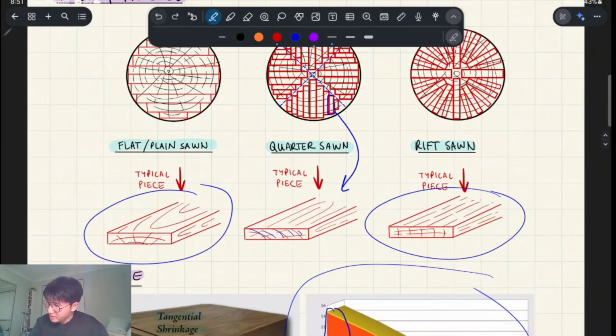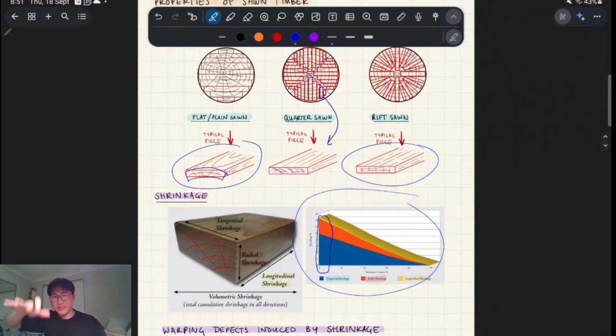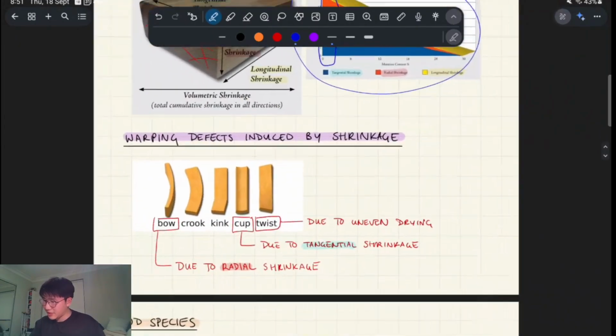So this will want to basically cup like that, become a sad face like that, and obviously then your wood won't sit flat, and that's not very optimal. That's one type of defect.